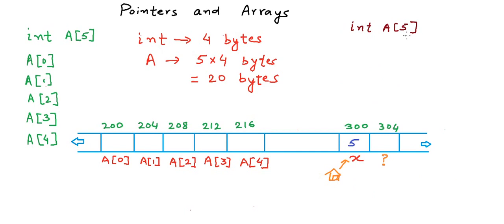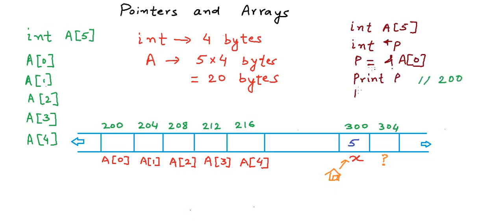But for this integer array A, let us say I'm writing the same integer array on the right here, which is located at address 200. If I declare a pointer to integer p and store the address of the first element by putting an ampersand operator in front of a0, then printing p would give us, in this scenario, the output 200, and printing *p would give us the first value. But before that, let's fill up some values in the array. So *p would be 2.